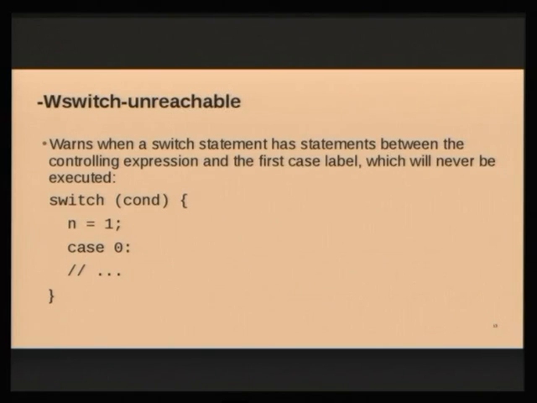-Wswitch-unreachable warns if you have executable code between the switch controlling statement, which is const, and the first case. Clearly, the assignment here will never be executed, so the compiler will warn. But I need to point out that you can still have declarations here. That would work. The warning wouldn't warn. It's valid to have declarations here, just not an initializer or assignment or any other code. It will never be executed, so the compiler will warn.